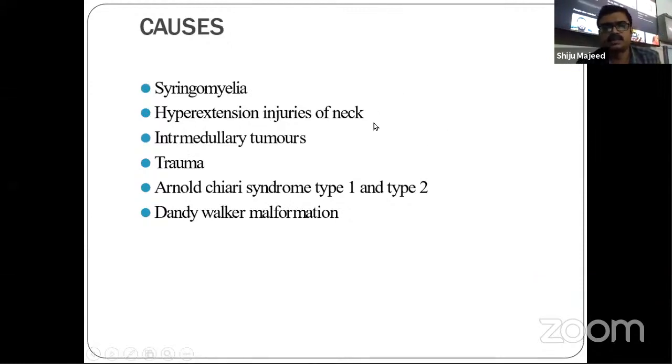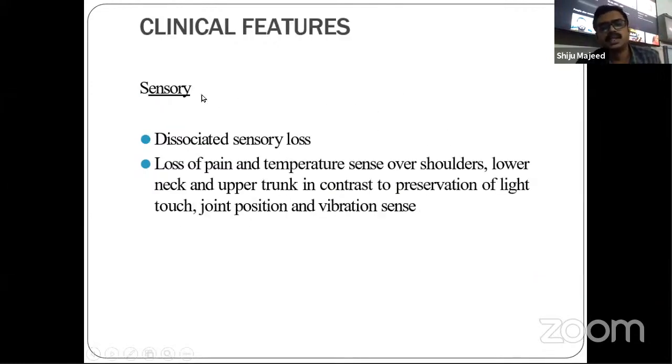around the central canal. So the features will be dissociated sensory loss: loss of pain and temperature sense of the shoulders, lower neck, and upper trunk, in contrast to light touch, joint position, and vibration, which are part of the posterior column, which is far away. So that will be preserved.